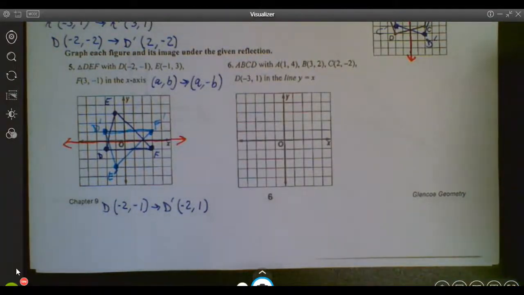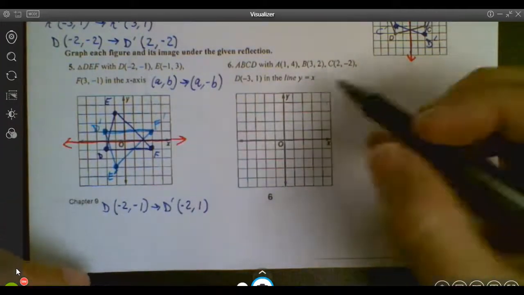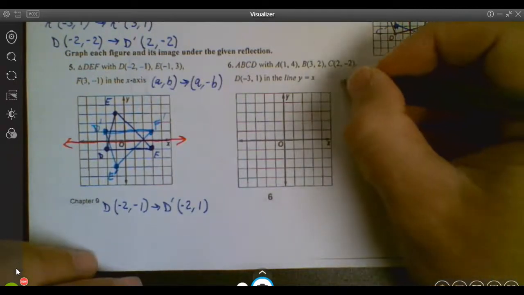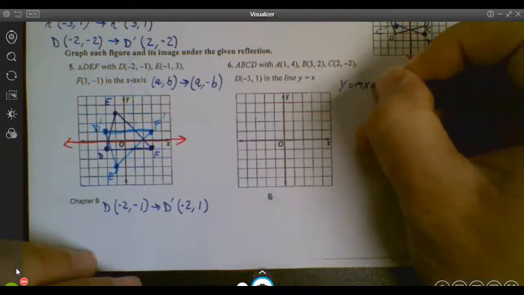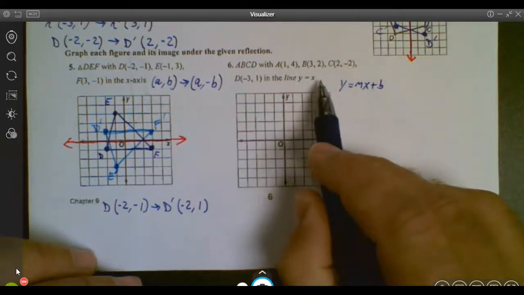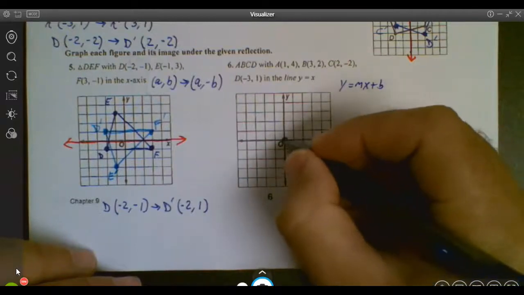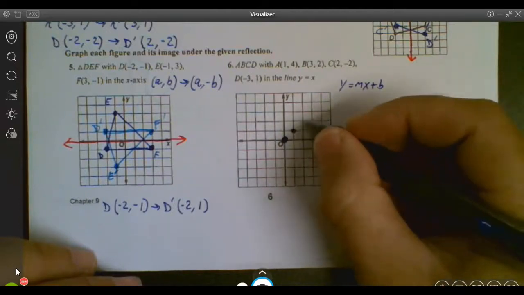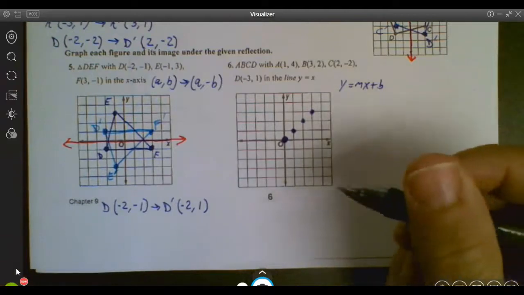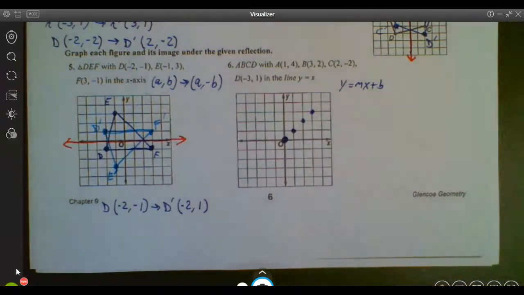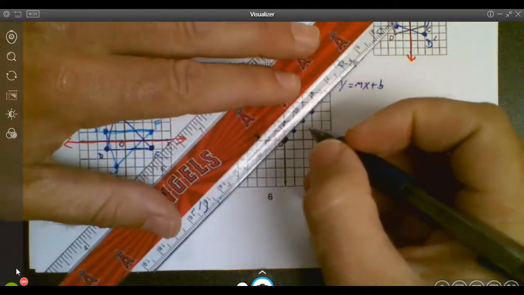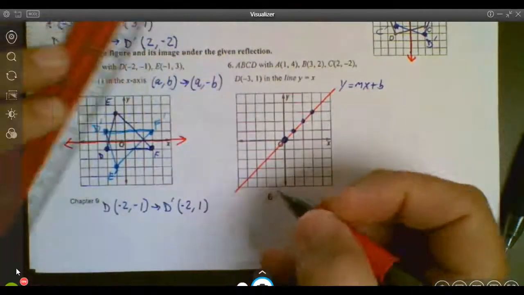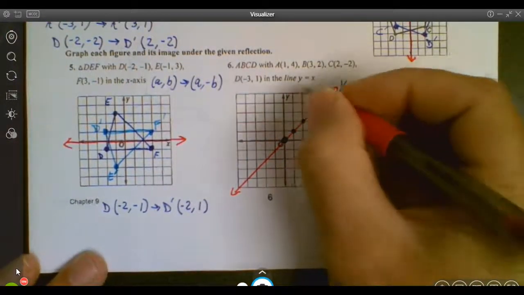Okay, here's the key one. Graph the line y equals x. Think of this as y equals 1x plus 0, right? We just got done doing y equals mx plus b, right? So if this is 1x plus 0, that means I'm starting at 0, and my slope is 1, or 1 over 1. So up 1 over 1, up 1 over 1, up 1 over 1. So my line for y equals x is right there. Let's draw that. Stick with my red line of reflection here. So there is the line of y equals x. It was this guy.